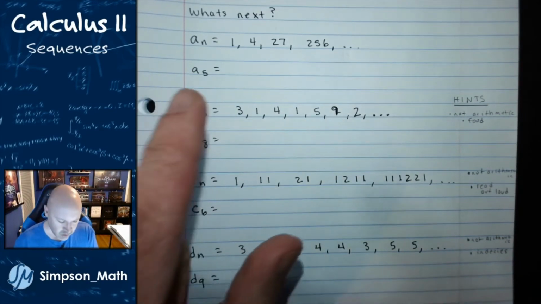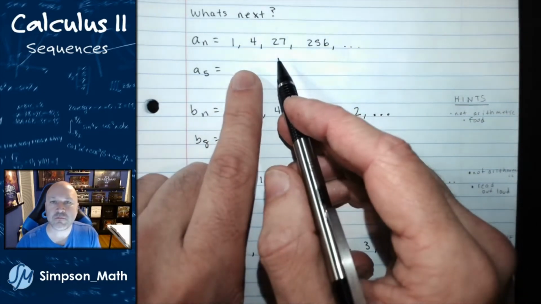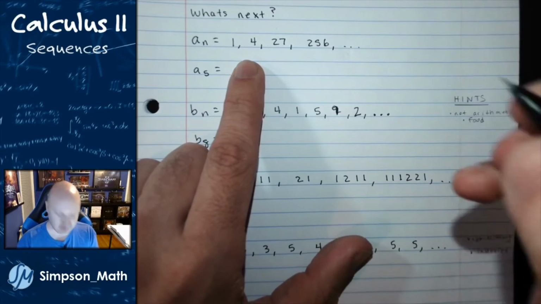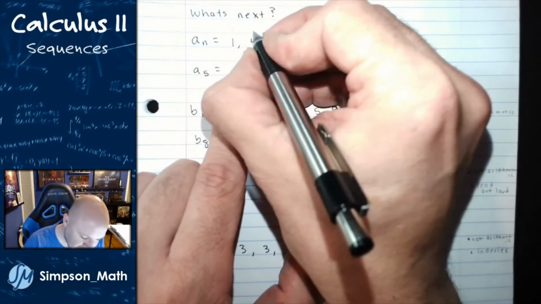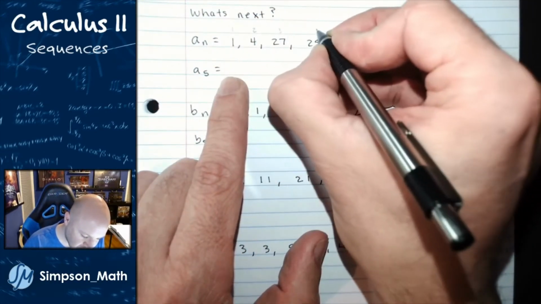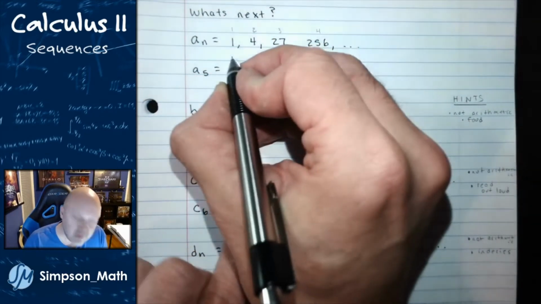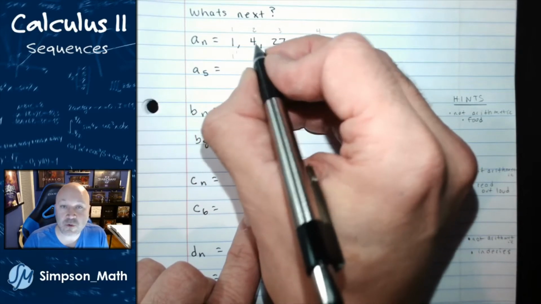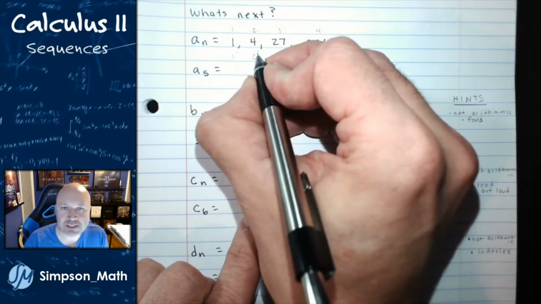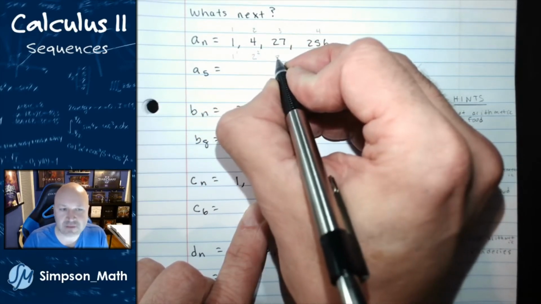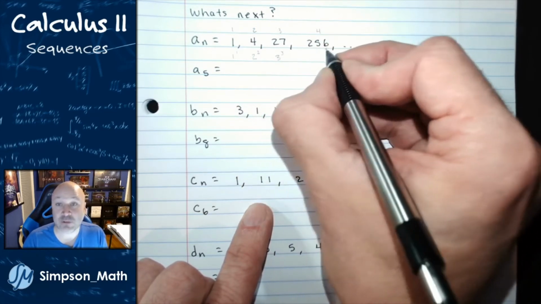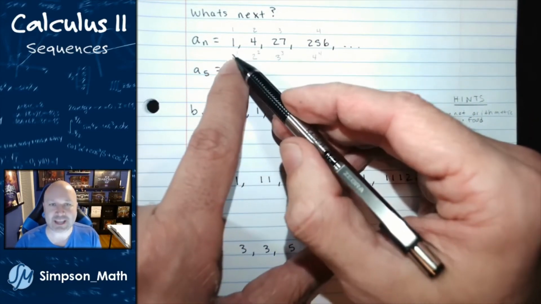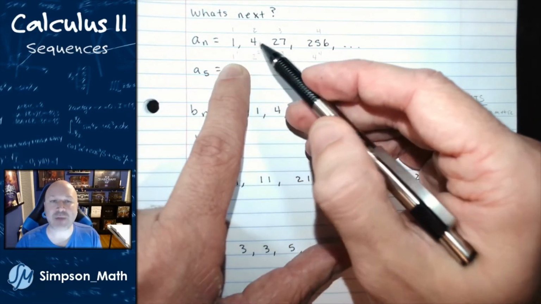All right. The first one, these are not perfect squares, but they're like powers. If I think about indices again, 1, 2, 3, 4. This is 1 to the first power. 4 is a lot of things, but it's 2 to the second power. 27 is 3 to the third. And 256 is a power of 4. That's 4 to the fourth power. So notice I'm just taking n and raising it to the nth power.